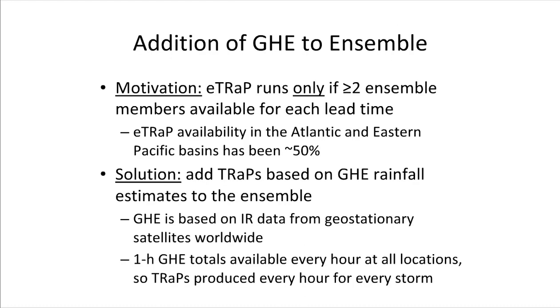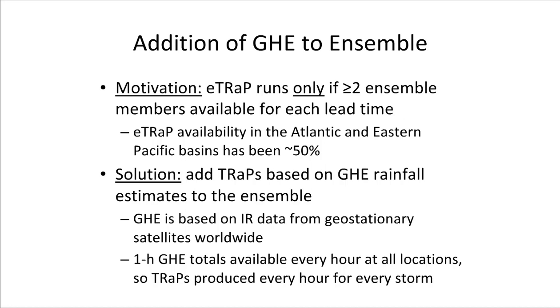Let's look at the addition of GHE to the ensemble. The motivation is eTRAP runs only if greater than or equal to 2 ensemble members are available for each lead time. eTRAP availability in the Atlantic and Eastern Pacific basins has been about 50%. The problem always occurs at the 18 to 24-hour lead, since the only eTRAP members at that lead are going to be from the most recent forecast. At shorter leads, we also have 6-hour segments from the previous forecast track to work with. But without the 18 to 24-hour lead, there's no 0 to 24-hour forecast either, so no eTRAP.